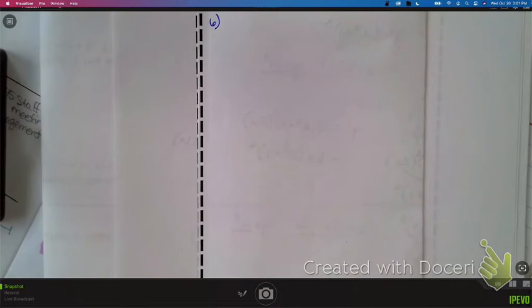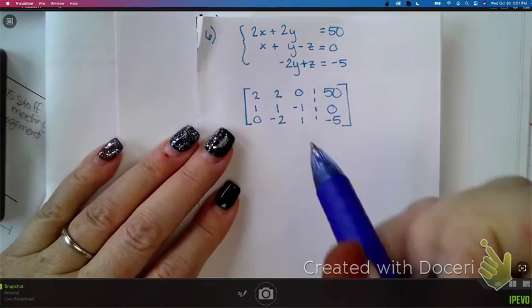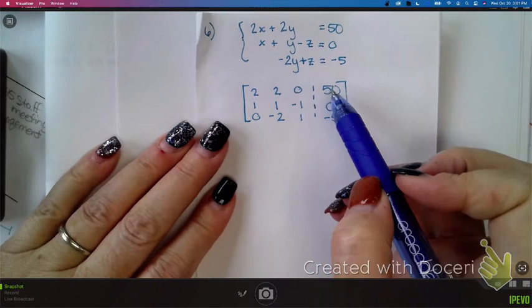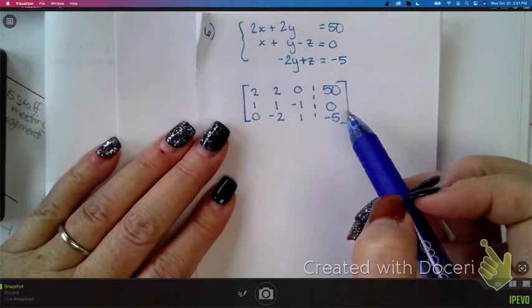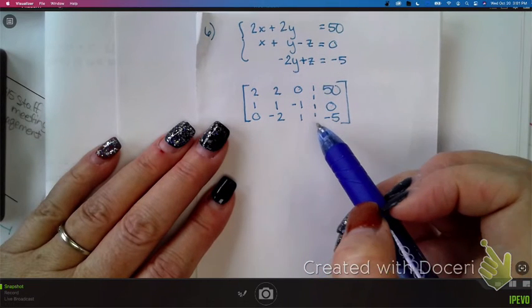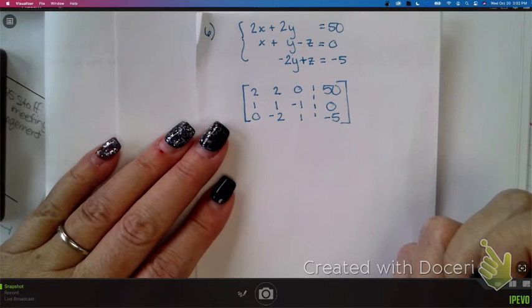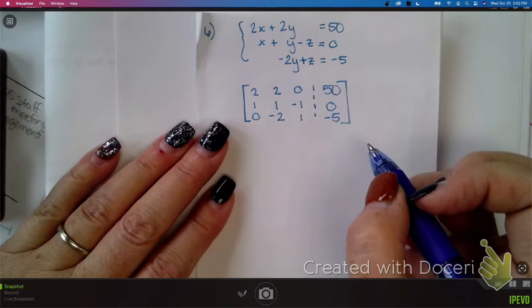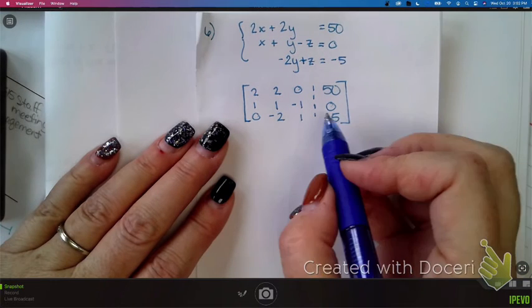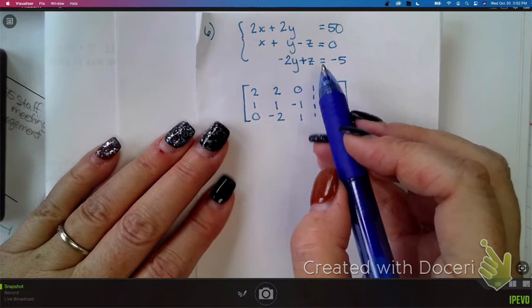So the first problem you had was 6, yes? Yes. Okay, so you should have, this is your augmented matrix. 2, 2, 0, 5; 0, 1, 1, negative 1, 0; 0, negative 1, 0, negative 2, 1, negative 5. Wait. Why is it 0? Oh. Because there's no y in x. Why is it 1 instead of 0? On the third row, the 1, why is it 1 instead of 0? On the z? Yeah. Because the coefficient of z is 1.